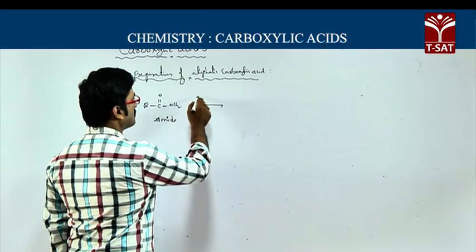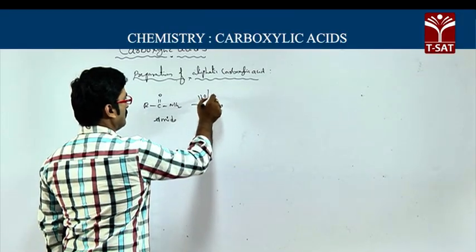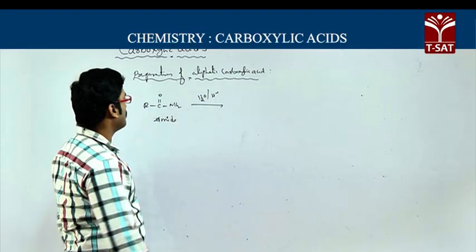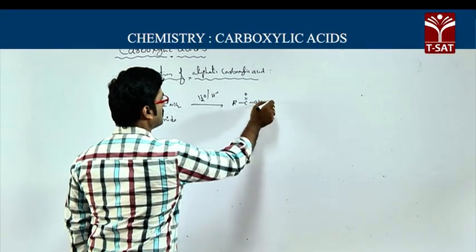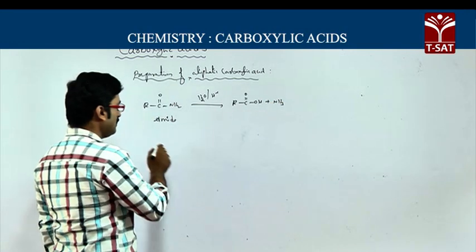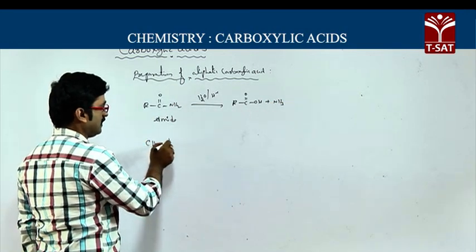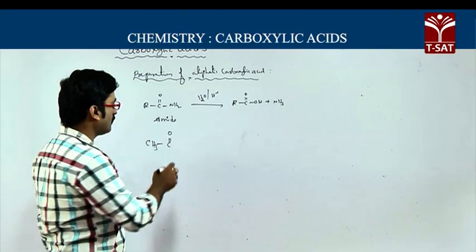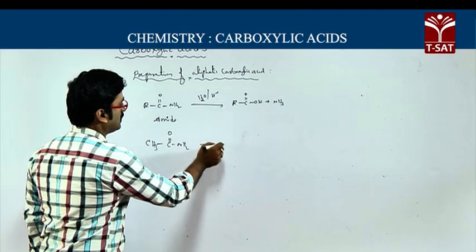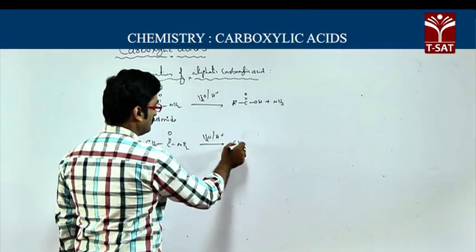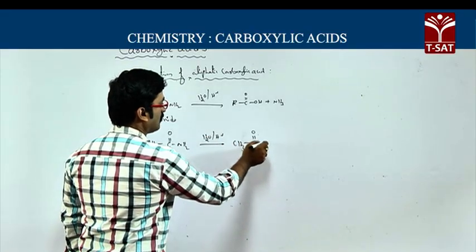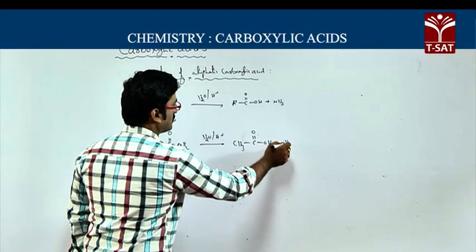Amides on hydrolysis, in the presence of acid or base, you will get RCOOH plus NH3. Now I am taking acetamide, CH3CONH2. This on hydrolysis in the presence of acid, you will get CH3COOH plus NH3.